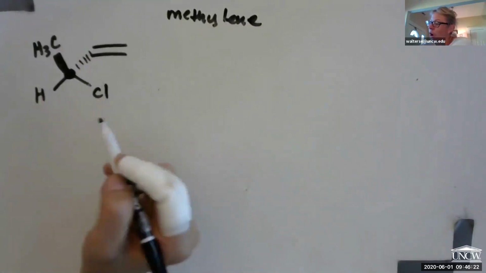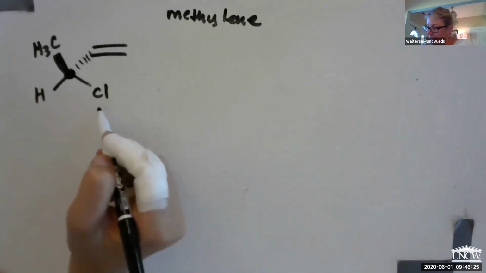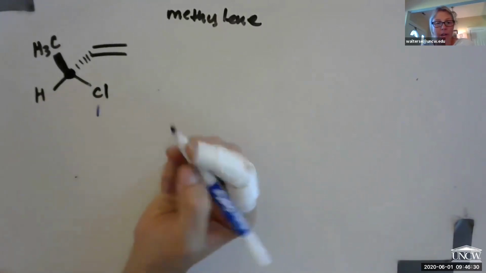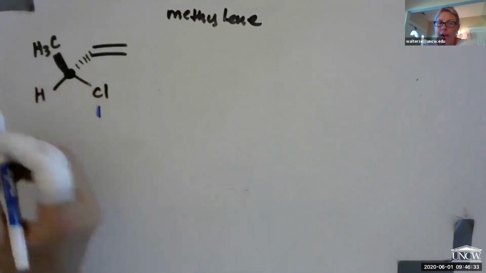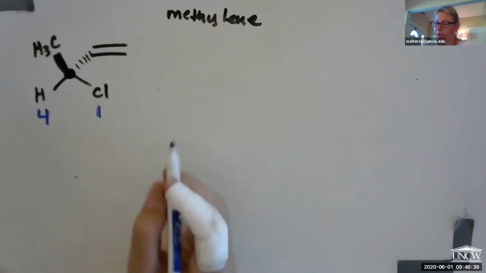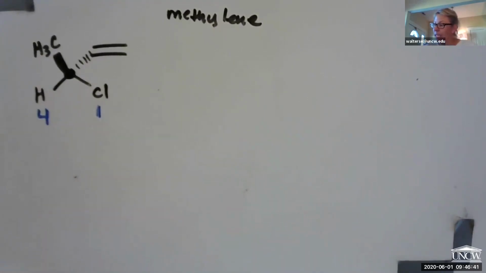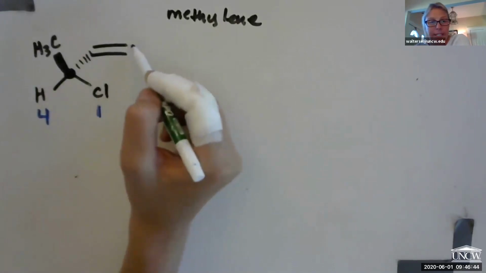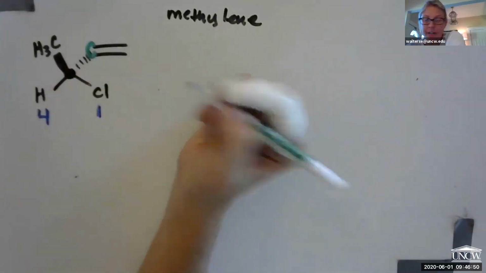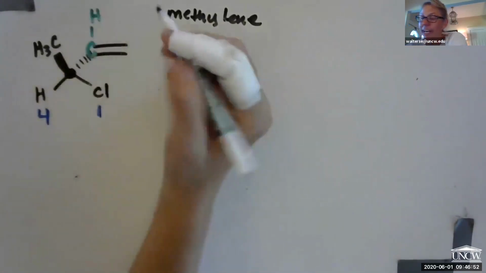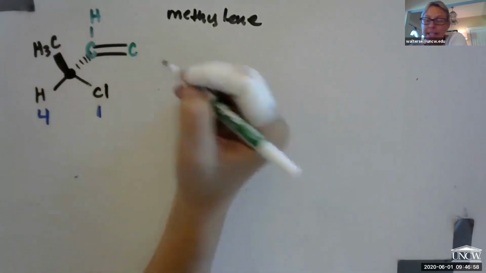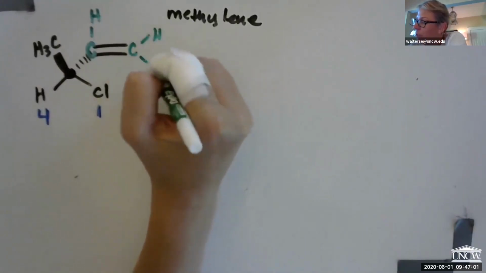Okay, so the chlorine has the highest atomic number, so it's priority 1. Hydrogen has the lowest atomic number, it's priority 4. Now at this point, it might be easier if you go into this double bonded bit, the methylene substituent, and draw what's there. So you have a carbon there bonded to 1 hydrogen. So 2, 4, 6, 8. There's a carbon on the end that's bonded to 2 hydrogens.